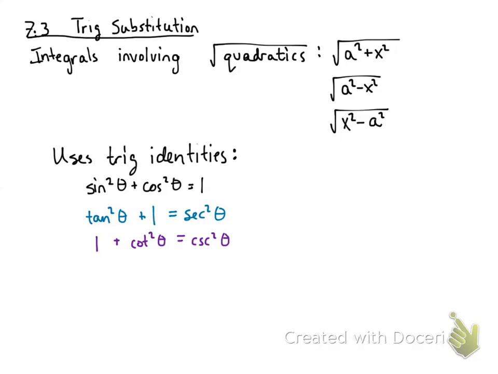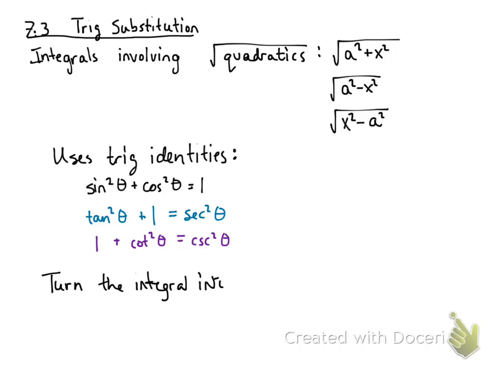The one everybody knows is sine squared plus cosine squared equals 1. If you divide that whole equation by cosine squared, you get the blue equation, tangent squared plus 1 equals secant squared. And if you divide the top one by sine squared, you get the bottom equation, 1 plus cotangent squared equals cosecant squared.